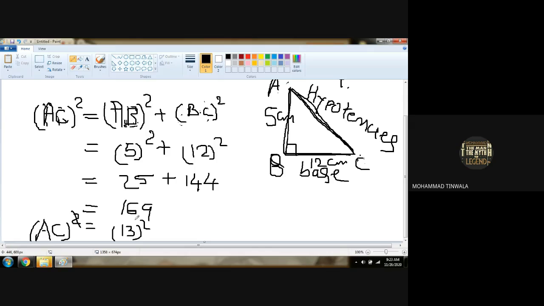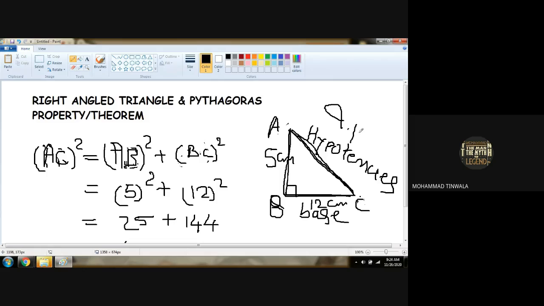This square got cancelled here. So આપણો answer શું આવ્યો? AC is how many centimeter we got? Sorry. AC is equal to 13 centimeter. So hypotenuse of the triangle is what? 13 centimeter. समझ पड़ी के ना पड़ी girls?